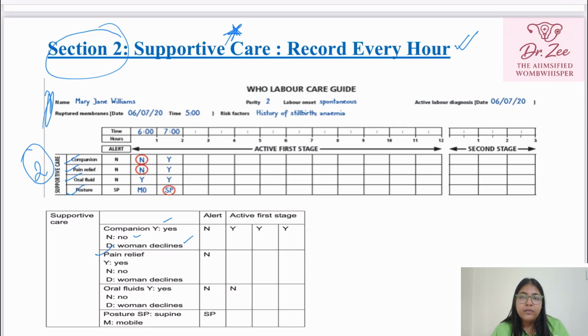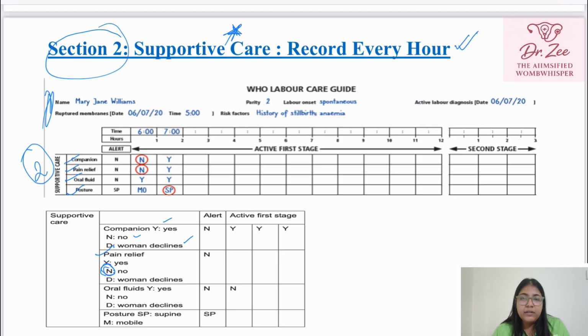Now pain relief, same: Y for yes, N for no, D for woman declines. We should be giving the patient pain relief, and if she does not want it, that is another thing, but we should not be denying it. Okay, so no is not an answer. If no pain relief is given and the patient wants pain relief, we should give it to her.